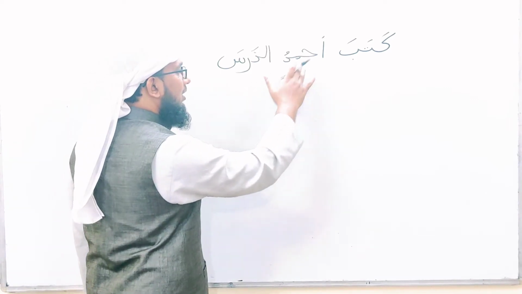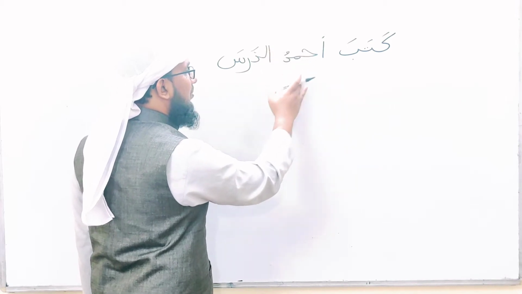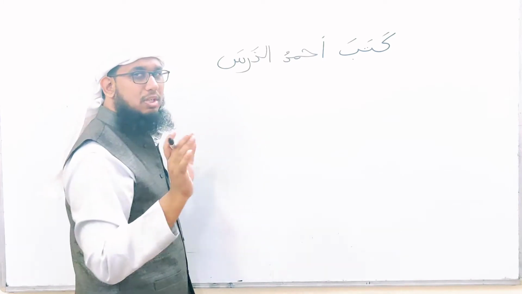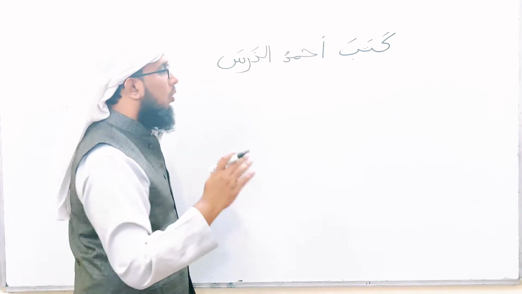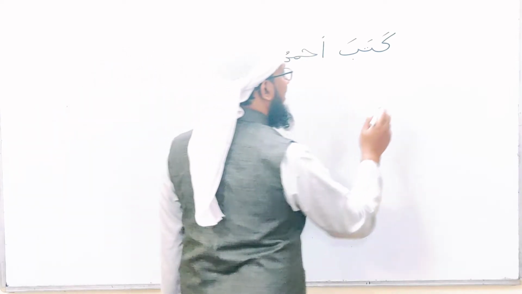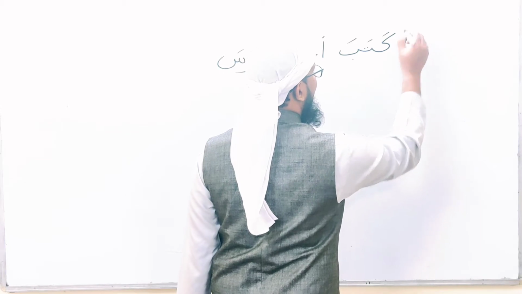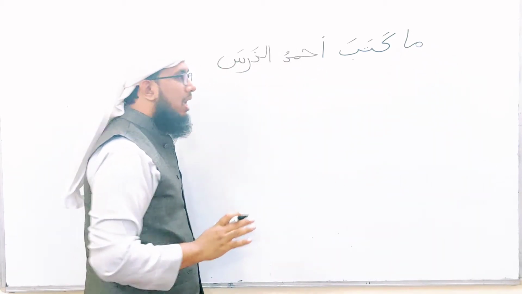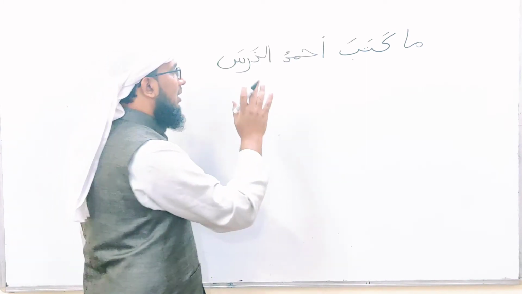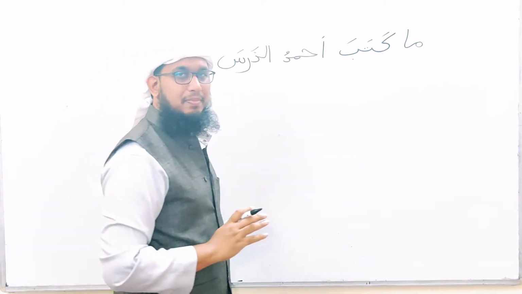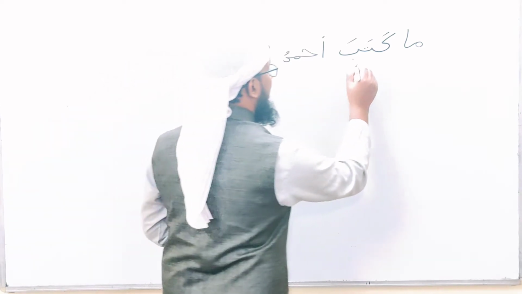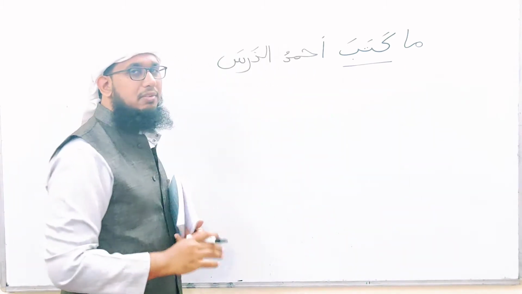This sentence gives the meaning that Ahmad has written the lesson. But I want to say Ahmad has not written the lesson, in a negative way. So how do I make this manfi, negative? By adding the harf ma. That's it. Ma kataba Ahmadu ad-darsa. Very easy, right? Now this is fi'l madi. We know that this is fi'l madi.